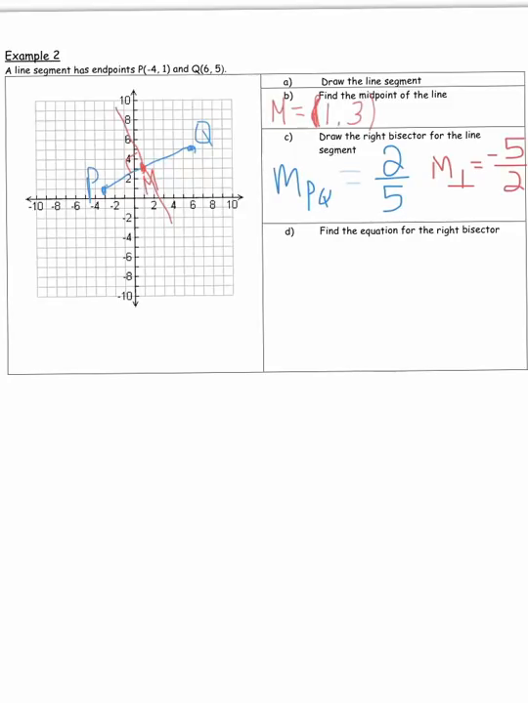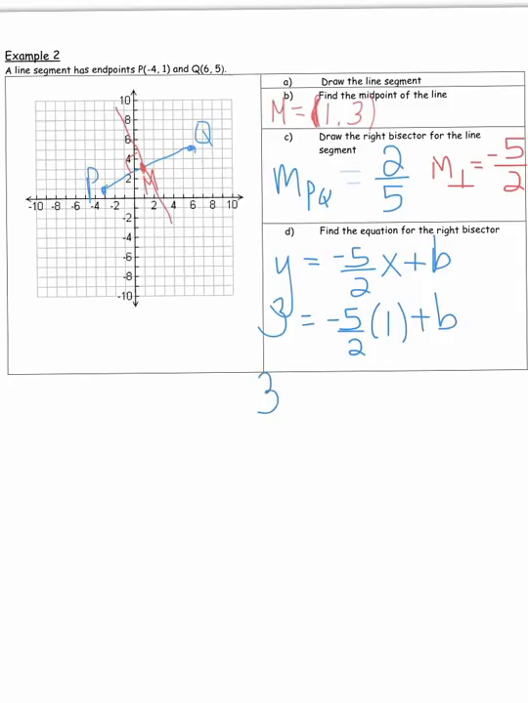Okay, so just like previously, we now have the slope of our bisector. We have a point because it crosses through the midpoint. And now we're going to go through and find the equation of the line. So the partial equation is y equals -5 over 2 x plus b. We're going to sub in our values. So we have 3 equals -5 over 2 times 1 plus b.